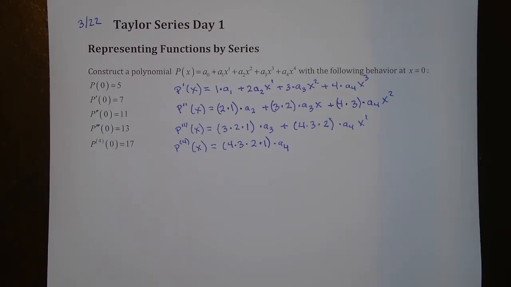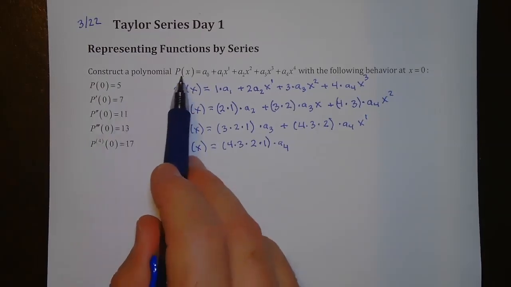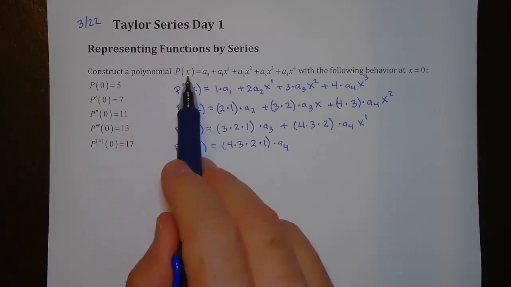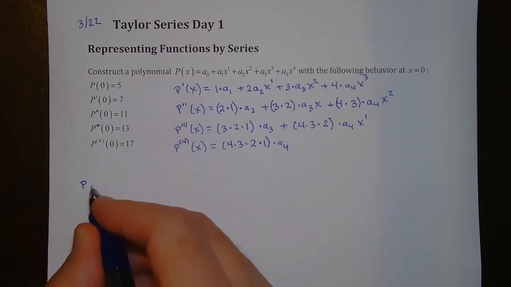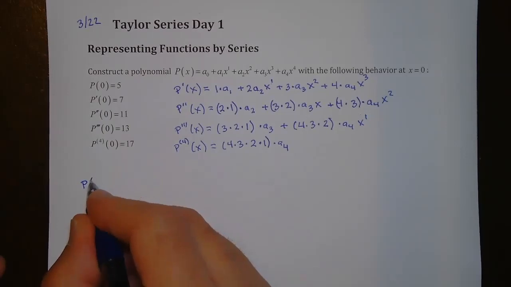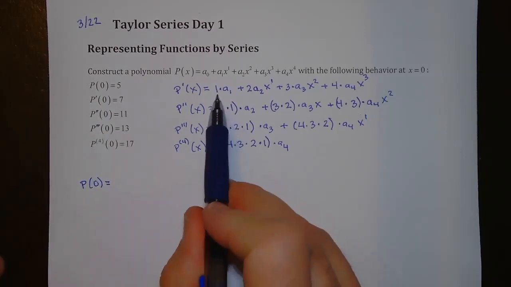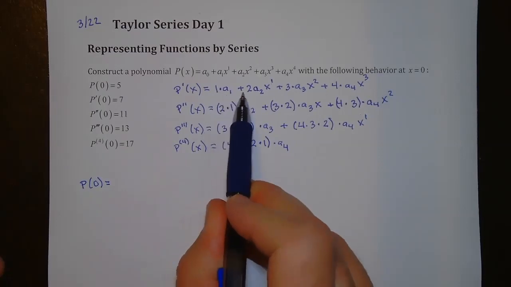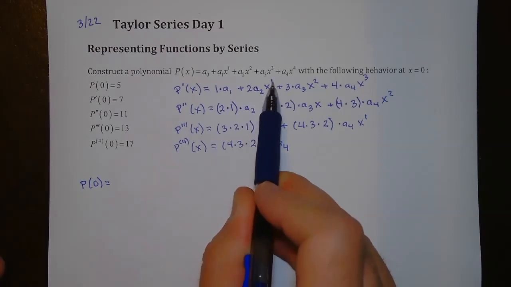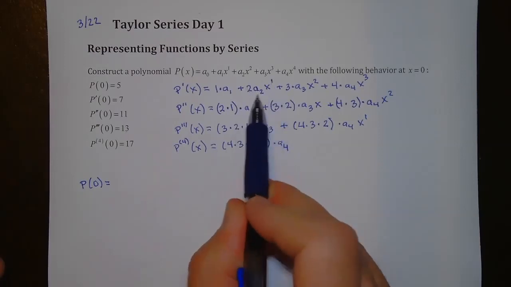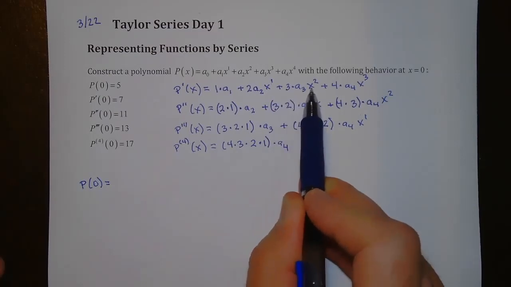Okay, so now what we're going to do next is we look at p of 0 is equal to 5. So this is p of 0. If I put 0 in here for x, we're going to calculate p of 0. So it'd be 1 times a sub 1 plus 2 times a sub 2 times 0, because x is 0. So that's going to make this become 0 because our x is 0. Plus 3 times a sub 3, 0 squared.